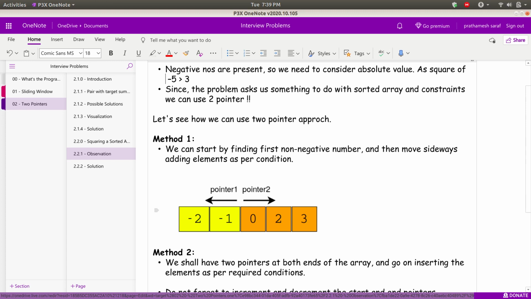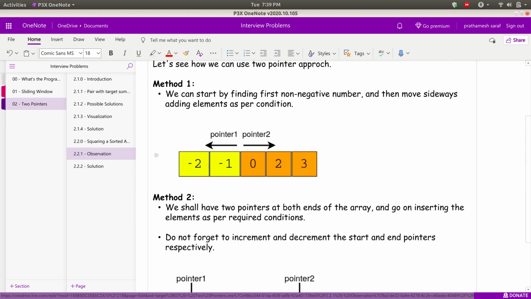So I shall take its square and add it, right? My list will contain the square 0 first, then I shall move sideways. The condition for moving sideways is simple: I shall compare the absolute values of both the numbers. I compare the absolute value of -1 and the absolute value of 2. Since the absolute value of -1 is less than 2, I shall add that number here. So my next value will be 1. Then I shall decrement the pointer here, and now I compare -2 with 2. Here both are equal, so I shall just add any one square, and then go on incrementing the other pointer, right?